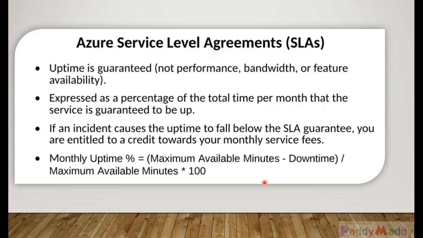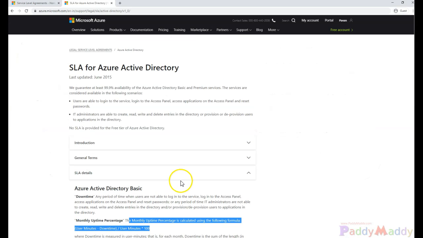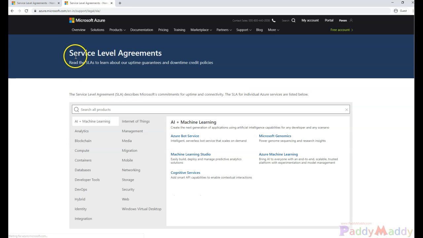To summarize, what service level agreements really guarantee is just the uptime of the product, expressed as a percentage of the total time per month that the service is guaranteed to be up. And if it falls below that, you're entitled to a credit. Let me show you an example here. This is the service level legal documentation, where it talks about all the Microsoft products and their SLAs. It's not the same SLA for all products.